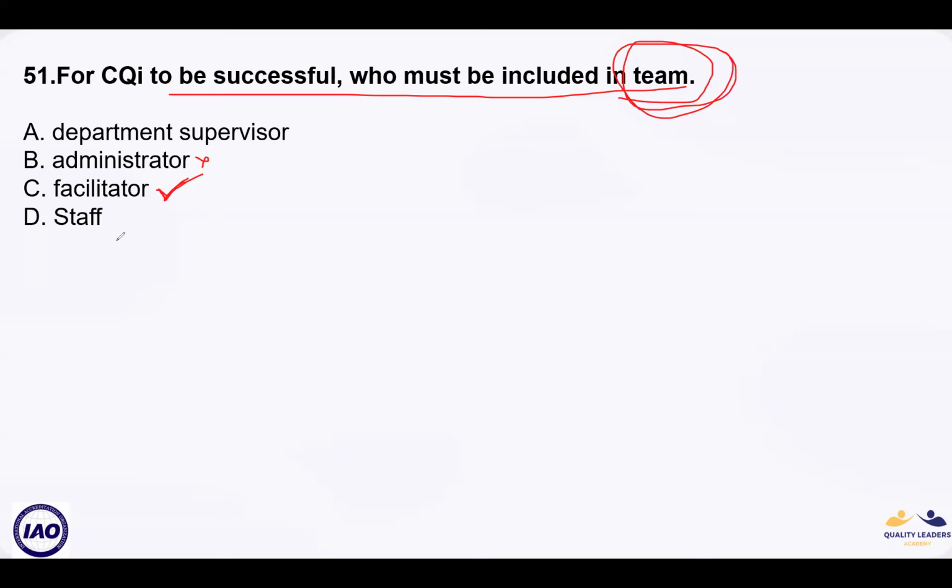Staff are the primary source of knowledge for us. They know the processes. They will implement. They are important to have. The department supervisor has the operational authority, and he can provide the resources for that particular department, but not for the entire organization. So if the question is not talking about a department or a unit, then facilitator is the right answer. If the question had asked regarding that particular department, then he would have been the answer as well.